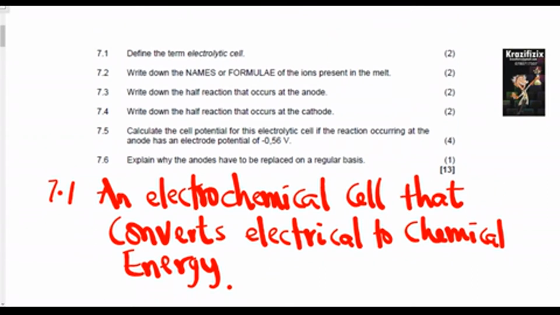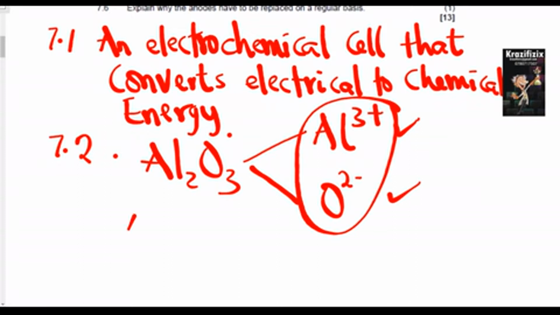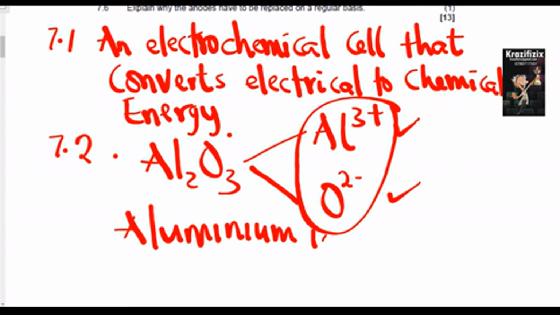Write down the names or formulae of the ions present in the melt. Remember, in the melt, actually what we have is Al2O3, which breaks down into Al3+ and O2-. So this is what is required of us to write down the formulae of the ions. And it's either the name or the formula. That is aluminium ion and oxide ion.